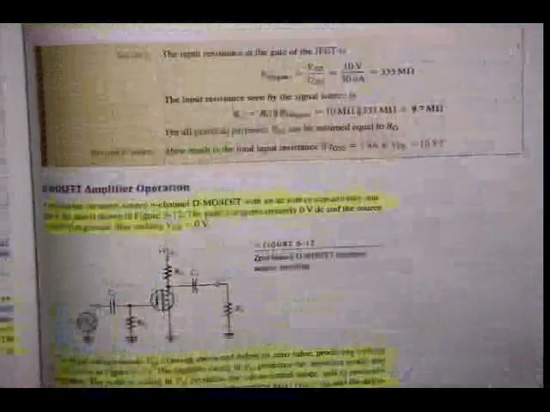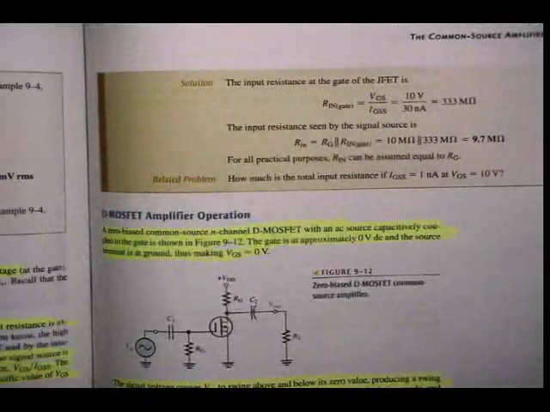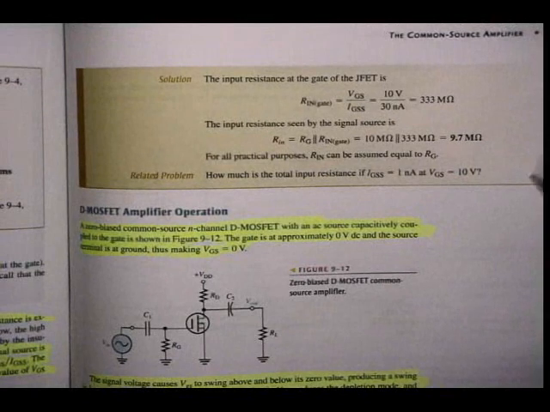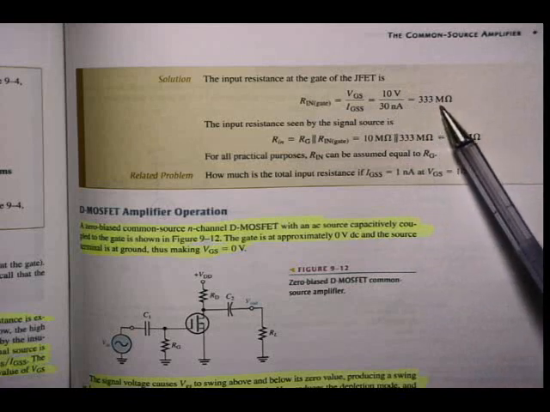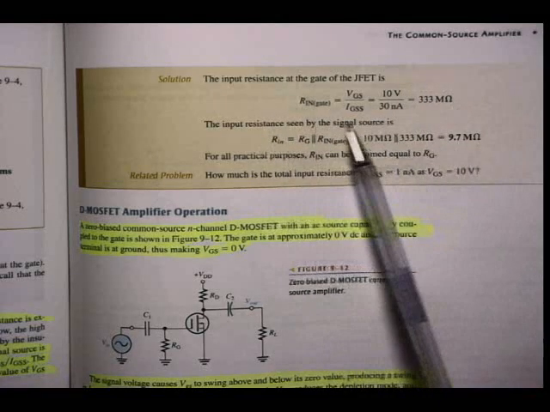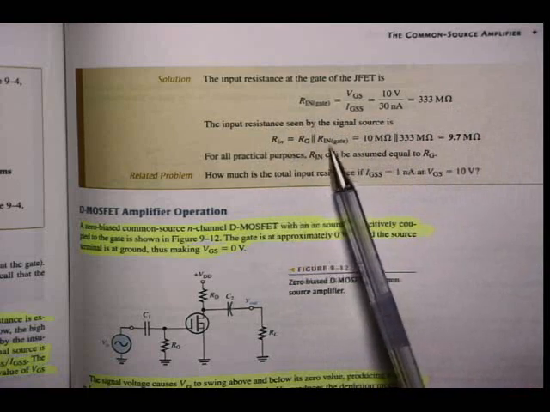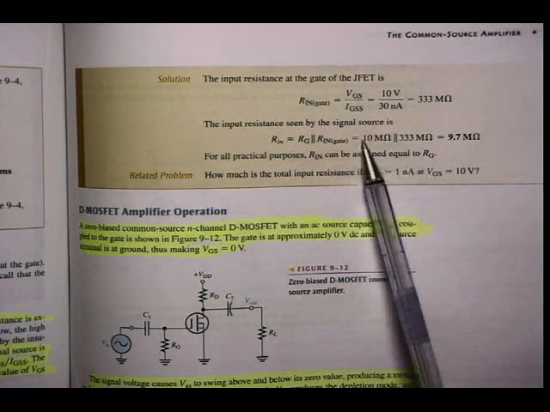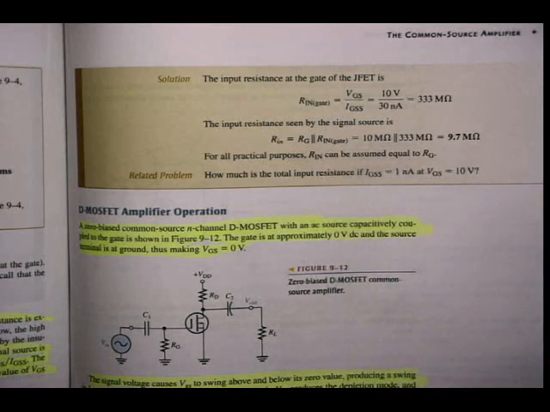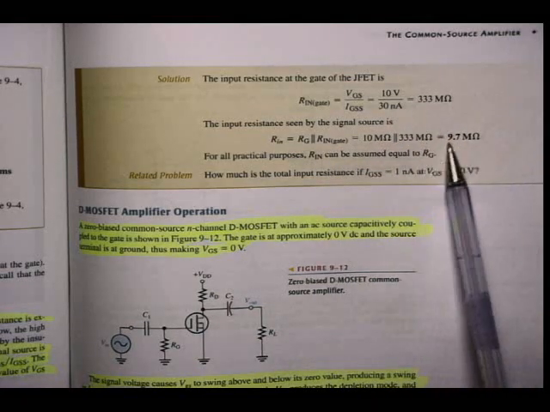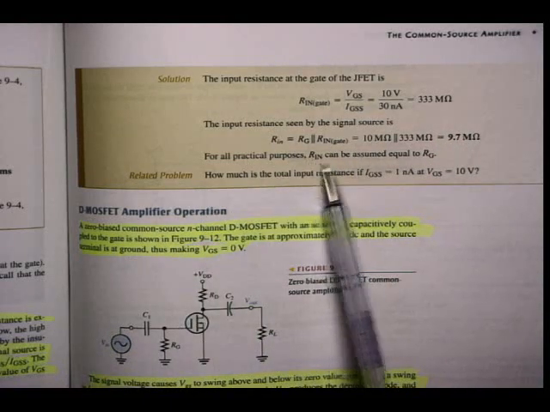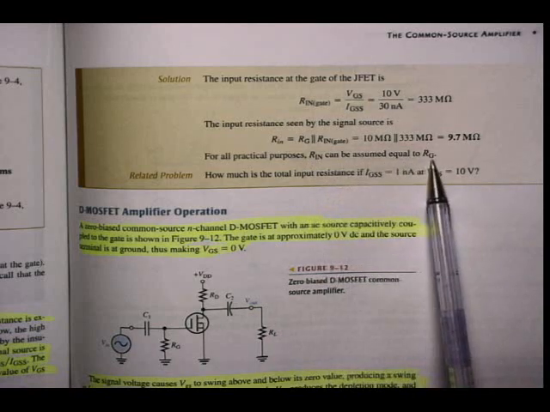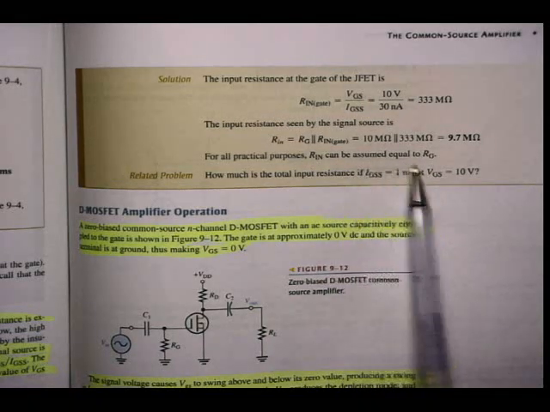So if I go and calculate the input resistance at the gate, at the top of page 445, the input resistance at the gate of the JFET is 10 volts divided by 30 nanoamperes, which is 333 mega ohms. So the input resistance seen by the signal source is RG in parallel with that Rin at the gate. And what do I know about two resistors in parallel, where the one is much larger than the smaller one? The total resistance will be close to the value of the smaller one. So for all practical purposes, Rin can be assumed equal to RG. Please make a note of that.